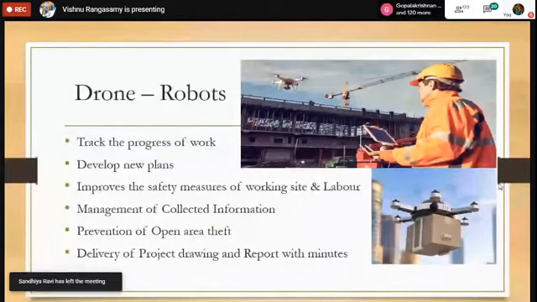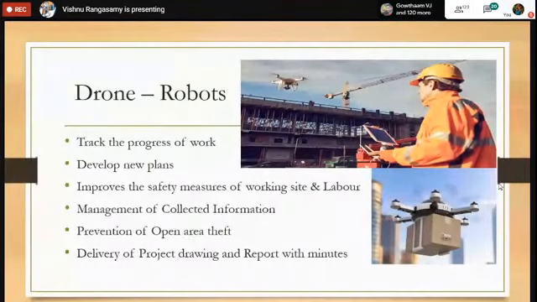Project managers will track the progress. What is the time? What is the schedule? Have they completed the work? If it is not completed, he may develop a new plan for tomorrow. It also improves the safety measures of the working site as well as the labor. If there are any accident-prone zones, they may be cleared off in time.